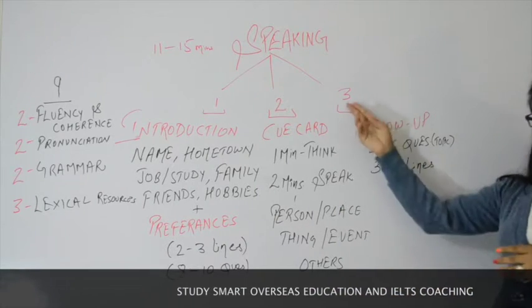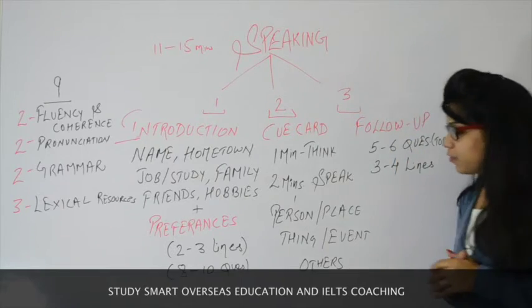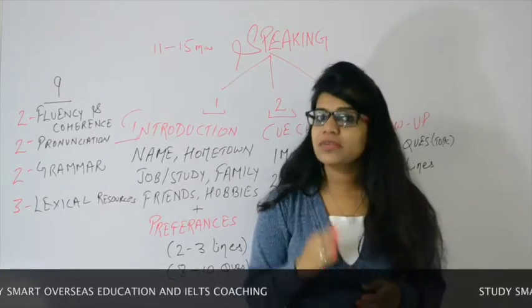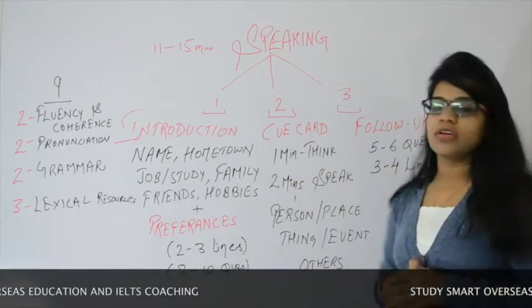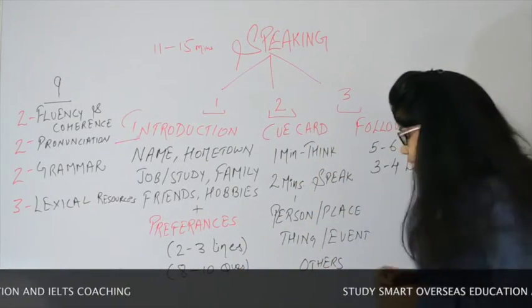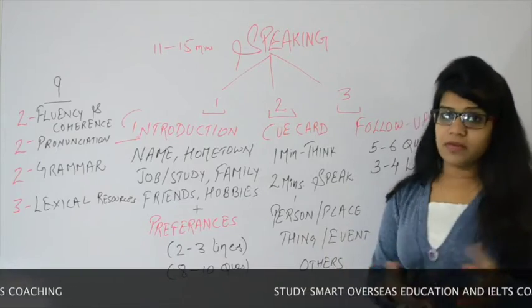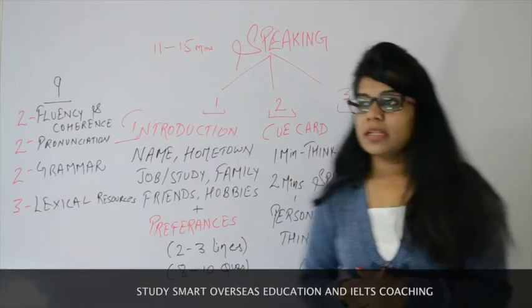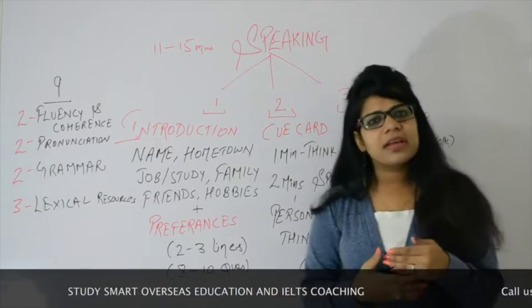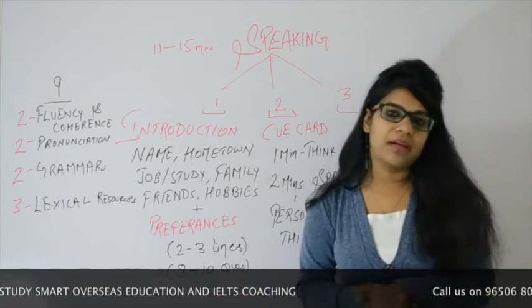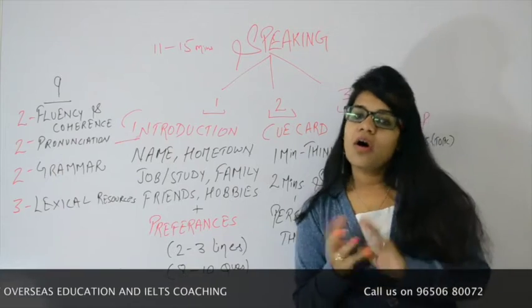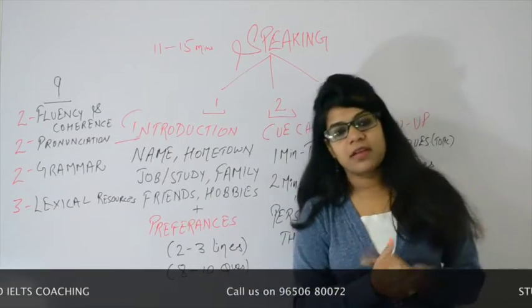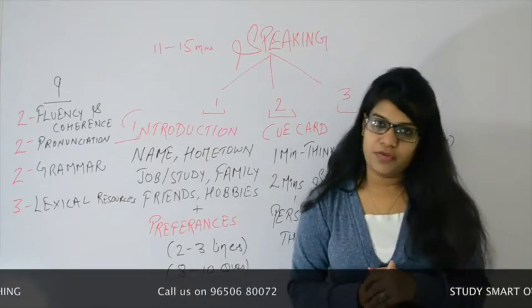Moving to the third section, which is the follow-up session. In the follow-up session, you get somewhere around 5 to 6 questions pertaining to the topic that he or she must have given to you. For example, the topic was about a person, describe a family member. They might ask you a question like, these days families don't spend much time together. Why do you think this is happening? Or what can be done? Compare the families of today to the past. So these kinds of questions would be asked to you.